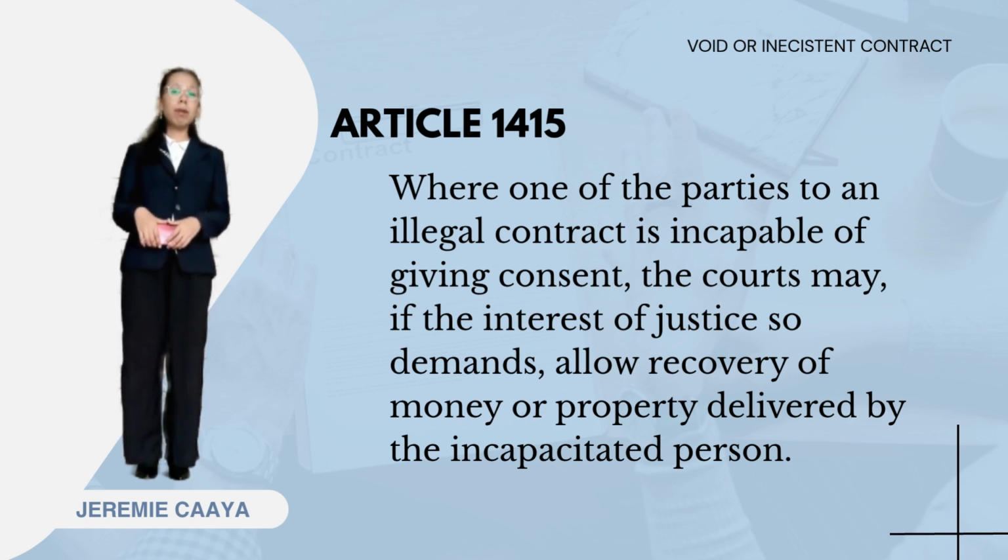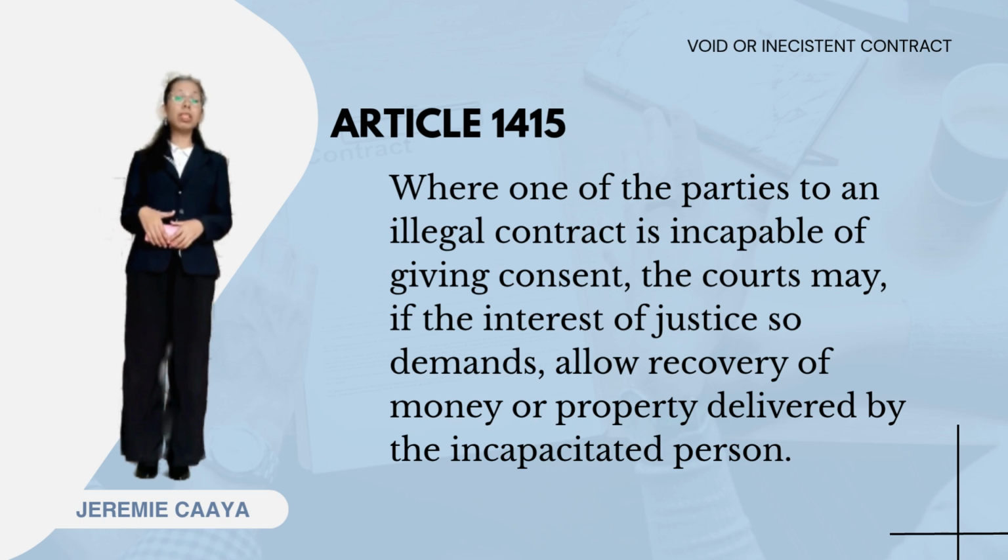In pari delicto means in equal fault. For example, a mentally disabled adult enters into a loan contract with a moneylender who knows about the condition. This person gives 20,000 pesos as partial payment. The court may allow the return of the 20,000 pesos because the person was legally incapacitated.